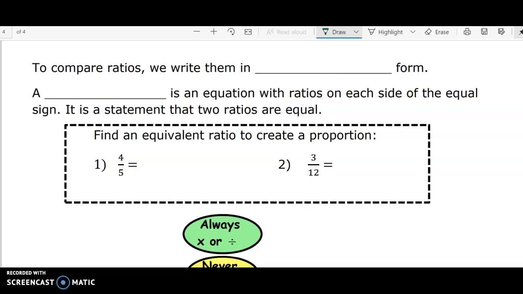Part 3 of the same notes, doing ratios and proportions. How do we compare ratios? Well, to compare ratios, we write them in fraction form.